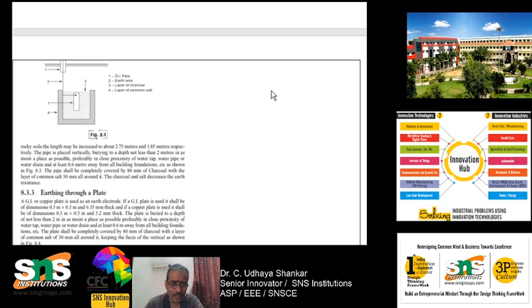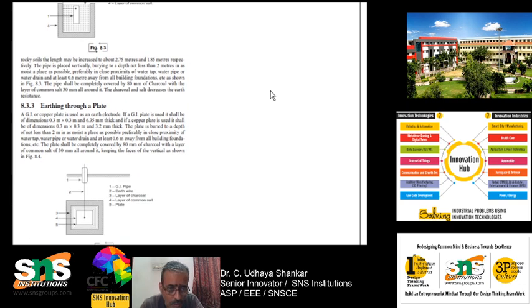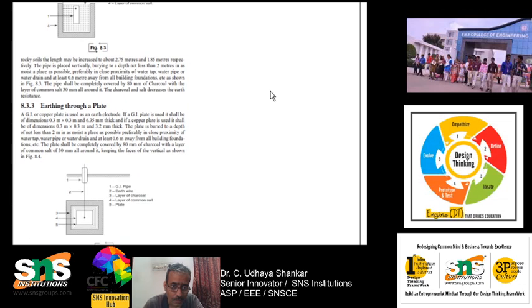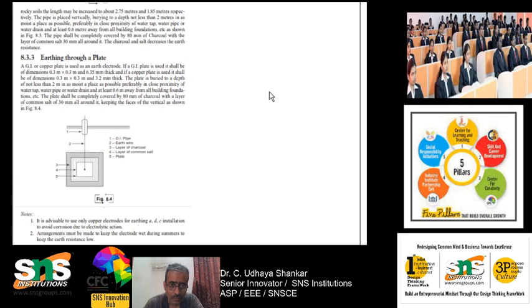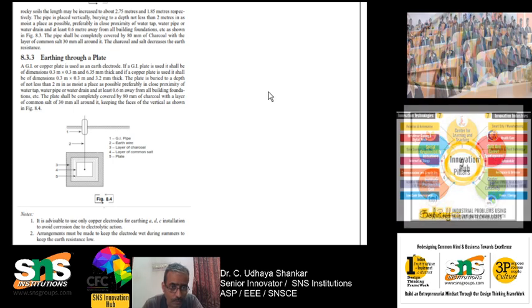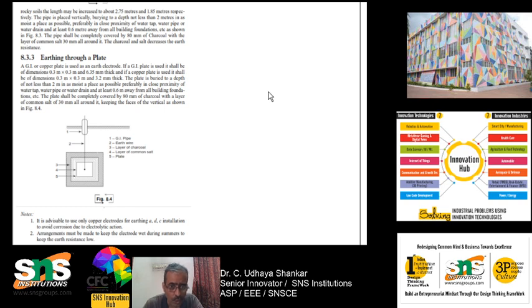For dry and, for example, rocky soils, the length may be increased to about 2.75 meter and 1.85 meters respectively. The pipe is placed vertically, buried to a depth of not less than 2 meters in as moist a place as possible, preferably in close proximity to the water tap, so that water is always there. It should be at least 6.6 meter away from all the building foundations.